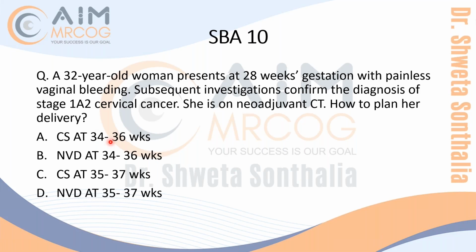Now I want to ask you one more question, because you're so brilliant. How will you do the CS? Will it be lower segment or classical? They said if the lower segment is formed and the baby is not premature, you can go for lower segment cesarean section. But if the lower segment is not formed and the baby is premature, you can go for the vertical section, the midline vertical section.